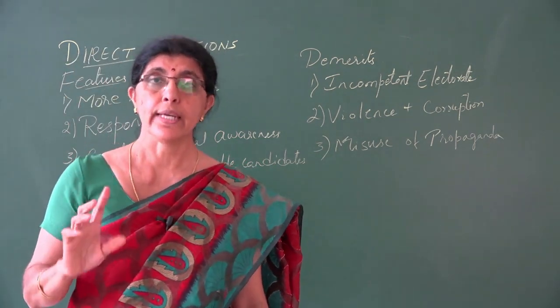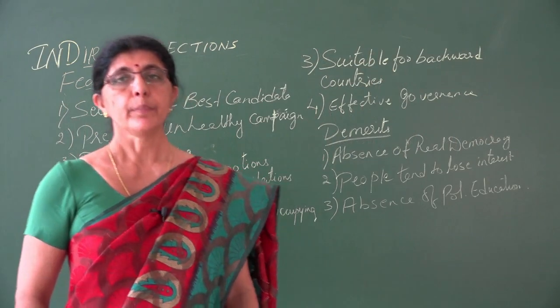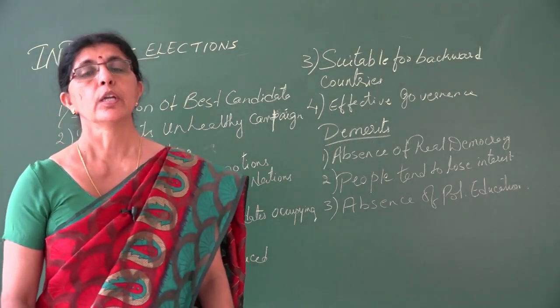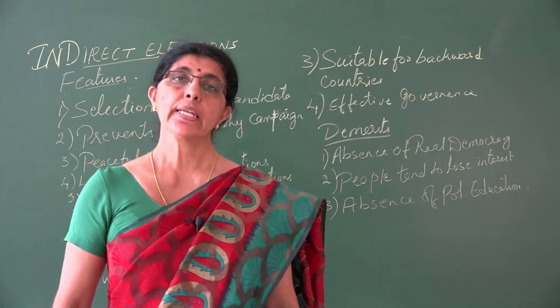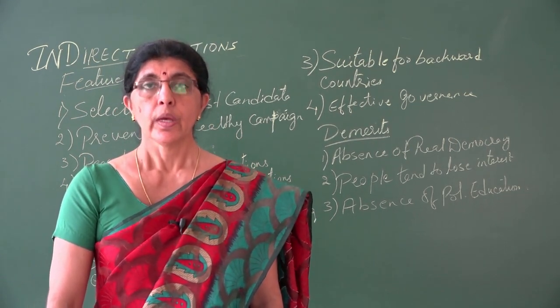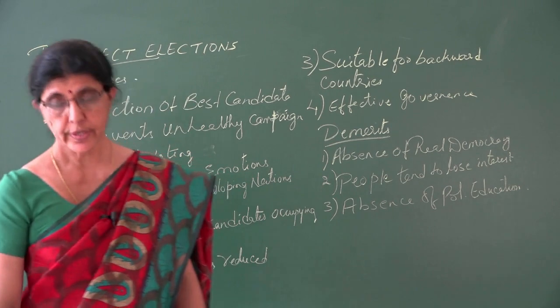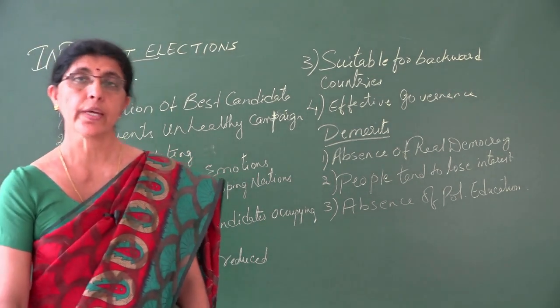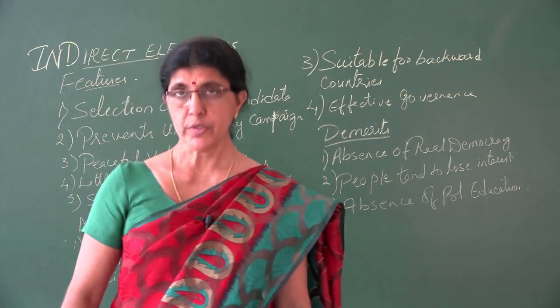Hence, when they are given wrong propaganda, the voter always elects a wrong candidate. The example for direct elections is the Lok Sabha elections, or the House of the People elections, conducted in India in the form of general elections. Another example is the USA House of Representatives. In the United Kingdom, it is the House of Commons.